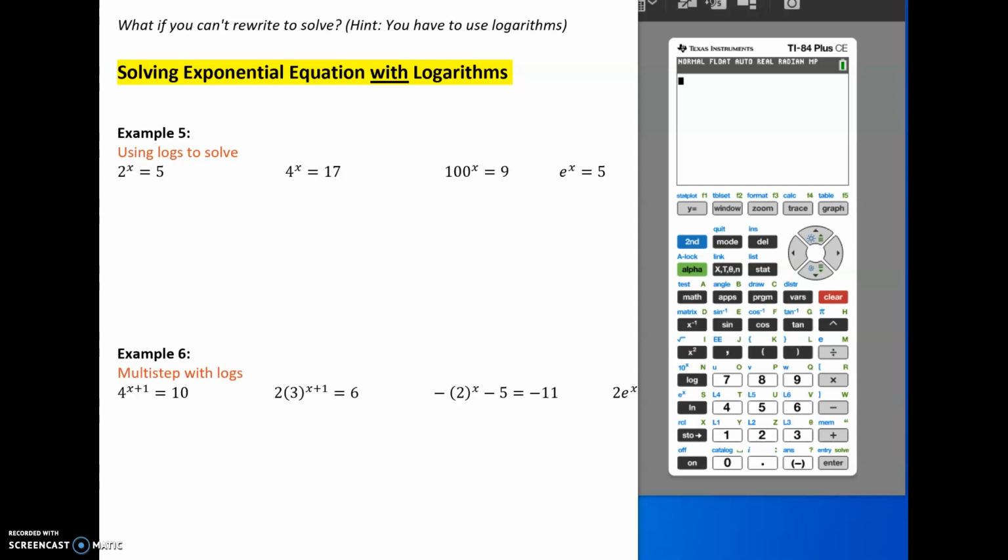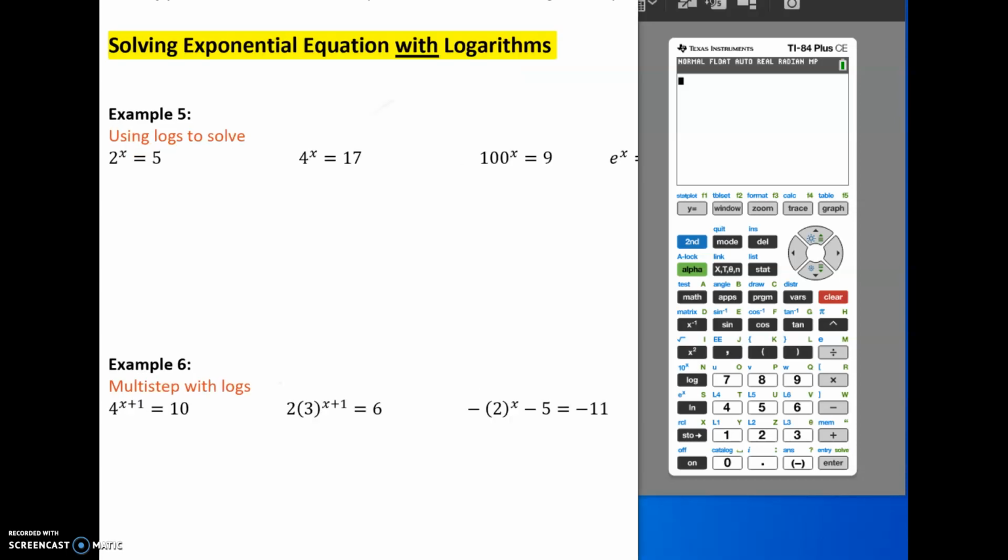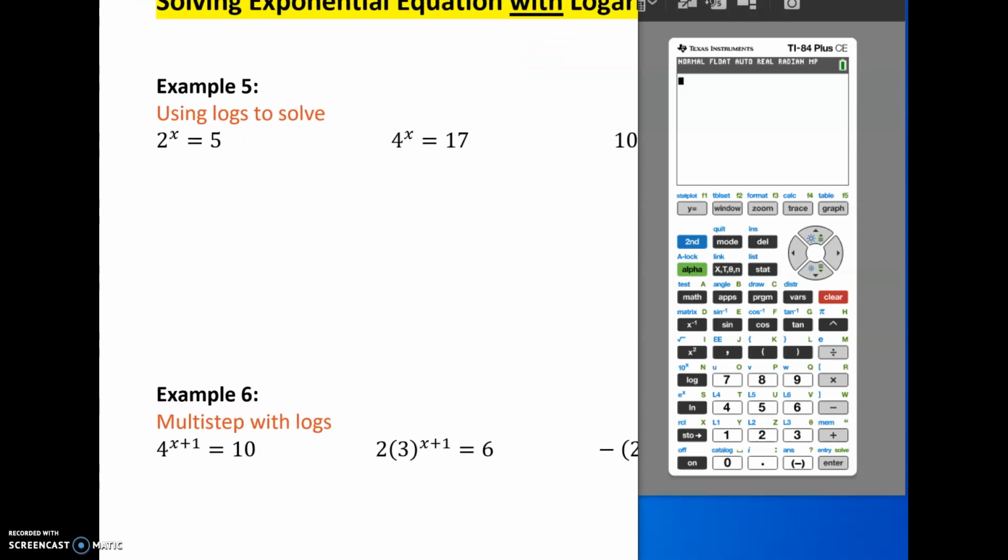Okay, we learned last week that logarithms and exponentials are inverses of each other, so those are going to also be inverse operations, and we're going to use that in this video. Okay, so example 5, we're going to start off pretty simple. We've got 2 to the x equals 5.